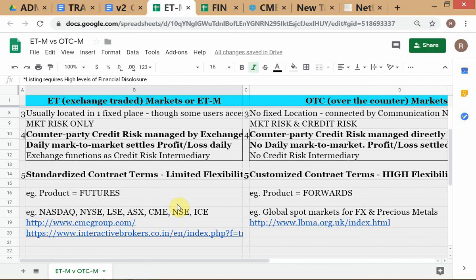I think we started on this a little bit. Standardized contract terms versus customized. So first we understand what the difference is. What we are saying is that in ETM you will have standardized contract terms, and in OTC you will have customized contract terms. Okay, you have the freedom to set your contract terms, and you can see.